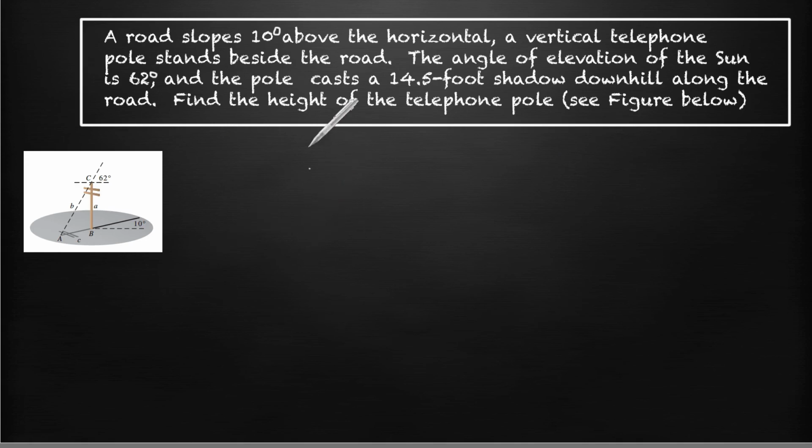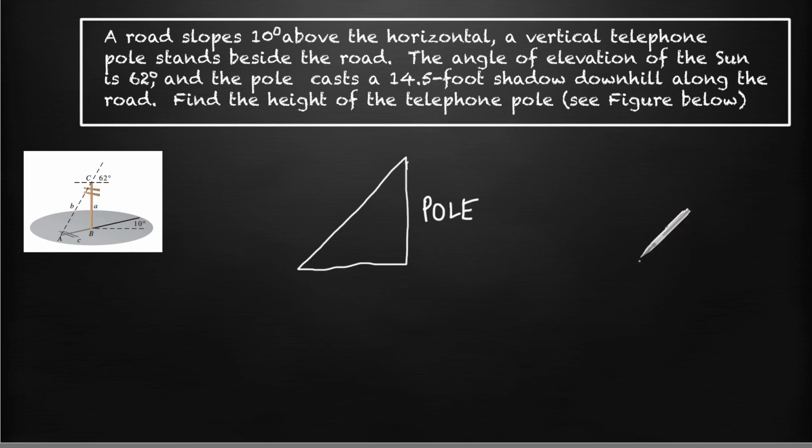Okay, in this last example, we have a road that is sloping 10 degrees above the horizontal, and a vertical telephone pole stands beside the road. So the picture is somewhat hard to understand here. Let's say this is our pole, and let's say it was a level ground. This would be what it would look like, and so it would be a right triangle, so this would be a no-brainer to figure out what the height of the pole is. We could just use SOHCAHTOA, and we would get the height of the pole.